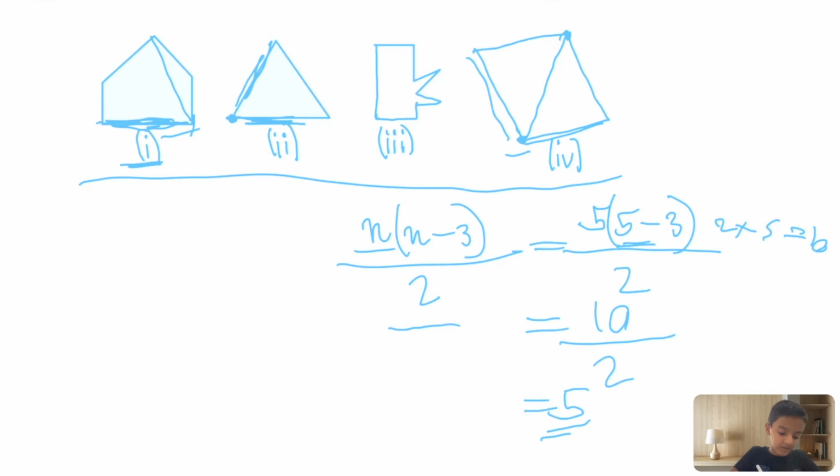First diagonal, second diagonal, third diagonal, fourth diagonal, and fifth diagonal. So there are 5 diagonals in this polygon. So to find the number of diagonals of a polygon, we can use this formula.